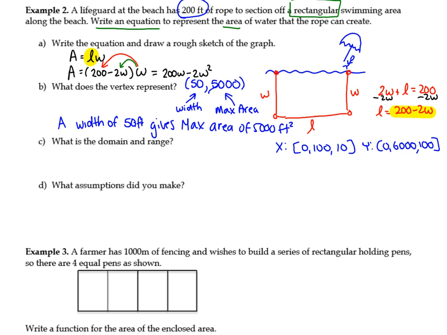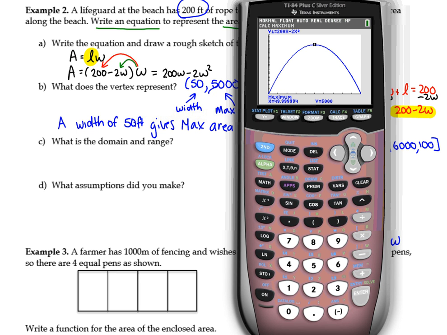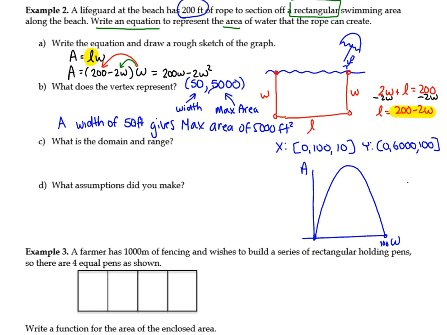What is the domain and range? So we had area and width. Okay? 0 to, what was the other x-intercept? It was 100. Did you notice that our windows were 0 to 100 for x, and it actually landed exactly on the 100? And then our graph, what was the maximum height? What was that? Or maximum area, sorry. It was 5,000, okay?